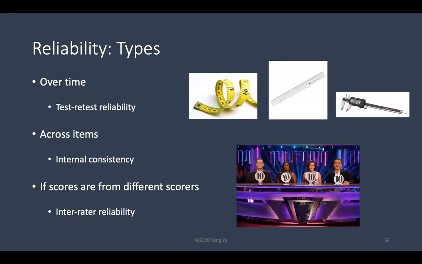So there are different types of reliability that we looked at. The first is that it should be reliable over time. The second is that if you have multiple items, such as the ones I showed earlier in the Rosenberg self-esteem scale, if you have 10 items, then you should have what they call internal consistency, that scores from different items should be correlated. And if the scores are from different scorers, then you should have inter-rater reliability, which means that different scorers should have similar scores on the same target.